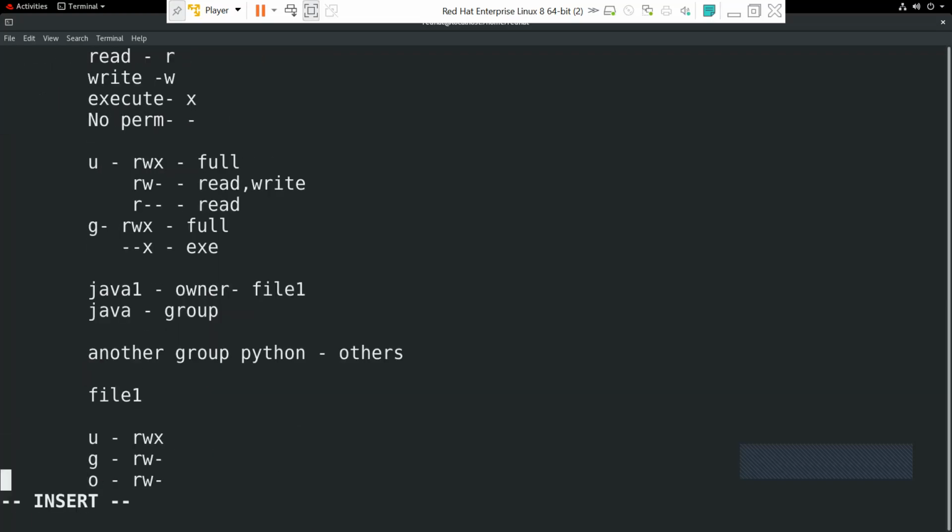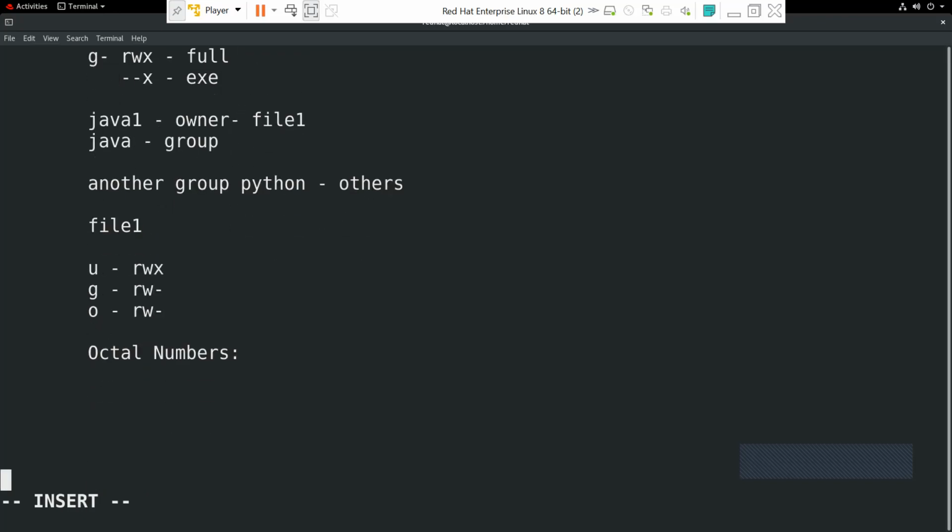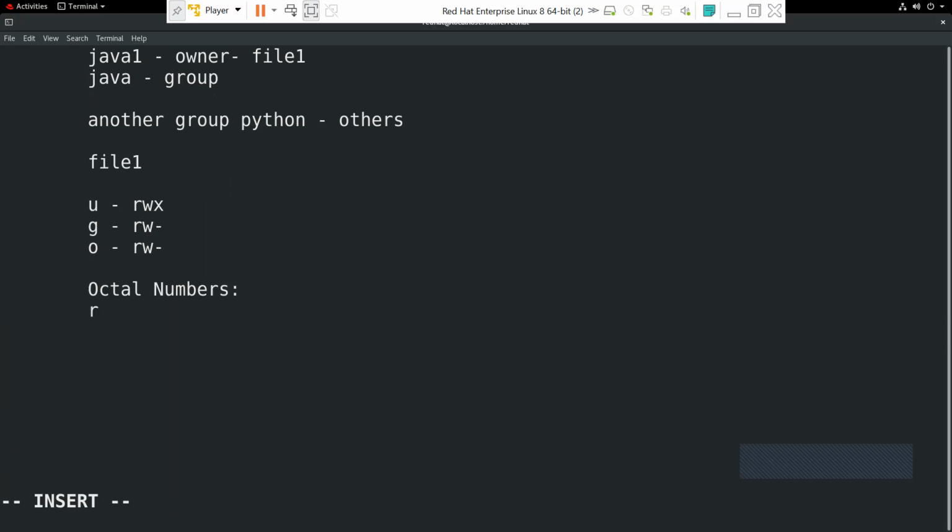Observe here, the octal numbers which are given like this. For example, 0 means no permission, but let us take first of all read, write and execute permissions. Read means the octal value is 4. Write means the octal value is 2. Execute means the octal value is 1. So the permissions are based on these octal numbers.